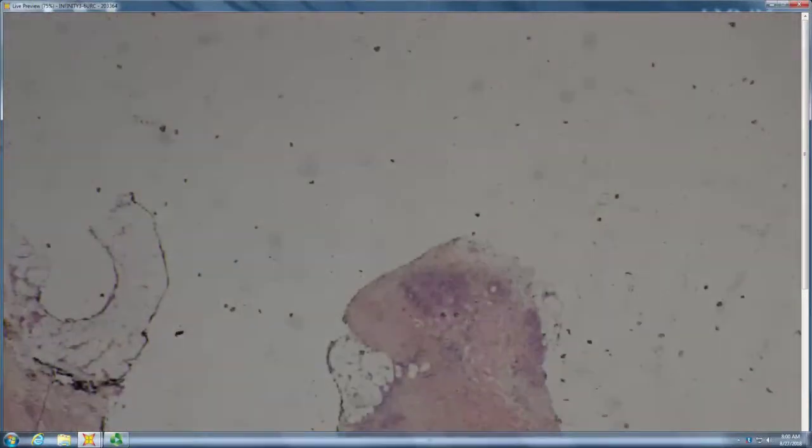So, okay, what do you think here? Yeah. So you have widening of the septum with granuloma. You have some little clefts in the granuloma, little Miescher granuloma. So even at scanning power, erythema nodosum.